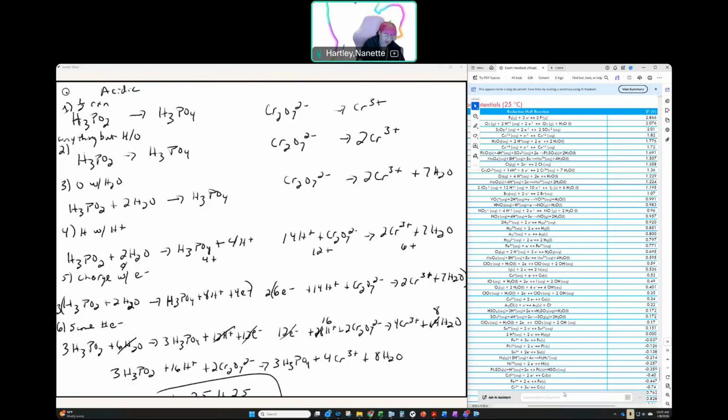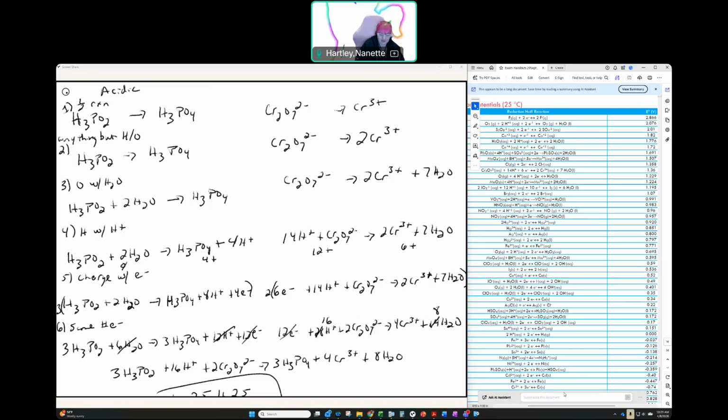I end up with 3 H3PO2 plus 6 H2O goes to 3 H3PO4 plus 3 times 4 is 12 H plus and 12 electrons. So that's the multiplication on this half reaction. Doing the multiplication here, I end up with 12 electrons here, 2 times 14 was 28 H plus. Sorry, I had already done the subtraction. So 28 H plus, and then 2 Cr2O7 2 minus. Then we multiply this by 2, we get 4 Cr3 plus, and 7 times 2 is 14 H2O.